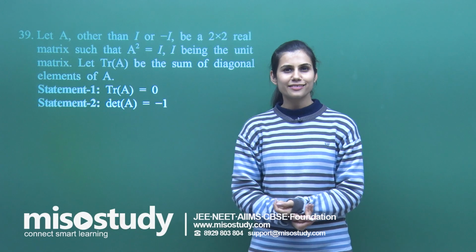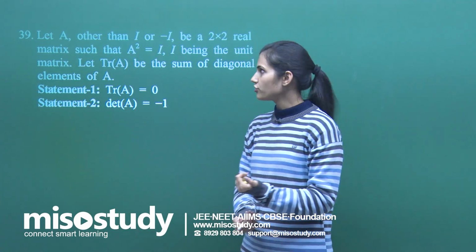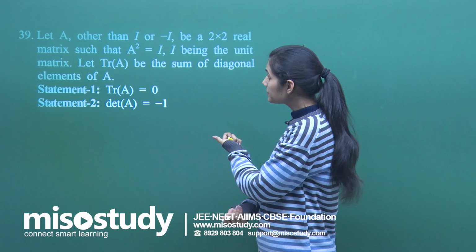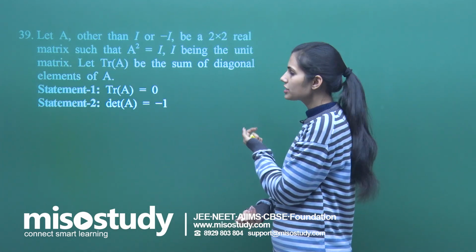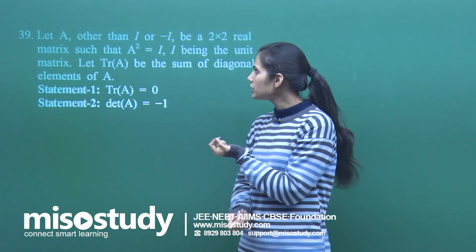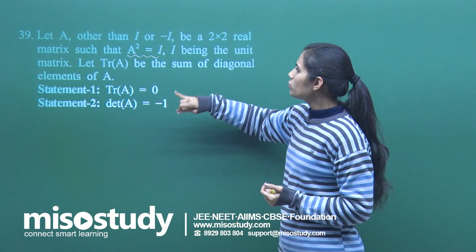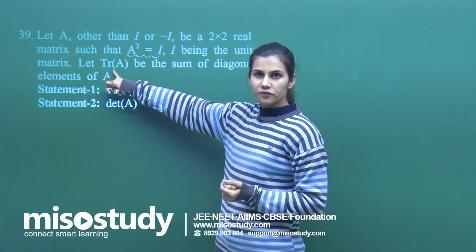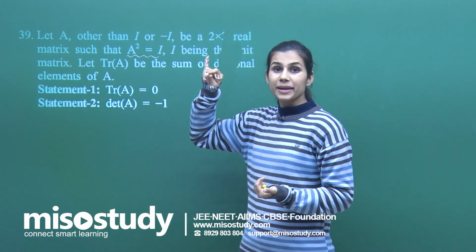Okay everyone, let's tackle this question from matrices. It says: let A be a matrix which is not equal to the identity matrix or the negative of the identity matrix. It's a 2 cross 2 real matrix, that means a 2 cross 2 matrix with real entries, such that A square is I, being the unit matrix. Let Tr(A) represent the trace of A, the sum of diagonal elements, the main diagonal.